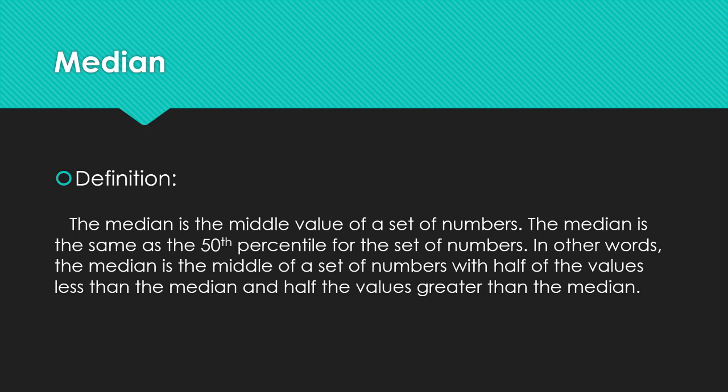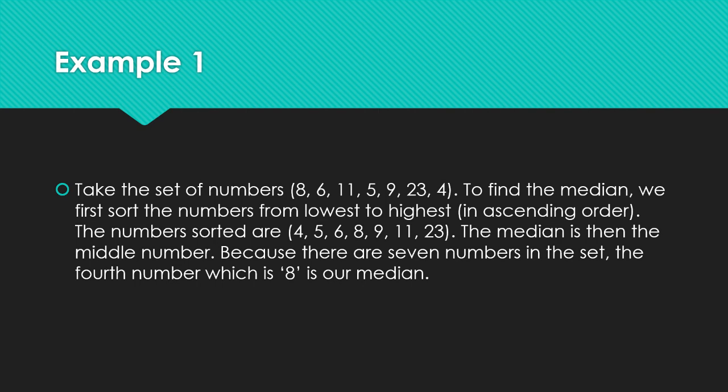In order for us to have a better understanding of the concept of median, let's have an example. Take the set of numbers 8, 6, 11, 5, 9, 23, and 4. To find the median, we first sort the numbers from lowest to highest, or in ascending order. The sorted numbers are 4, 5, 6, 8, 9, 11, and 23. The median is then the middle number, and because there are 7 numbers in the set, the fourth number, which is 8, is our median.